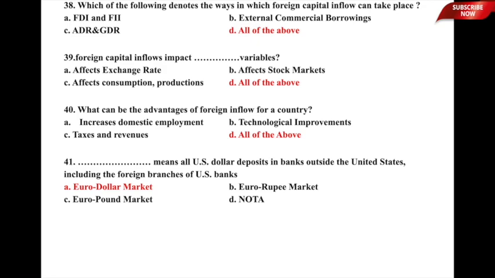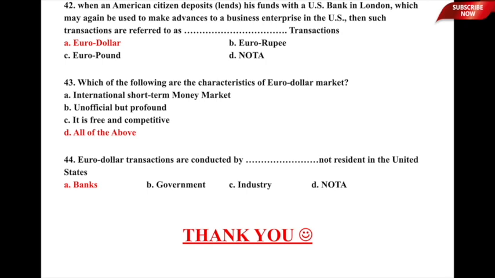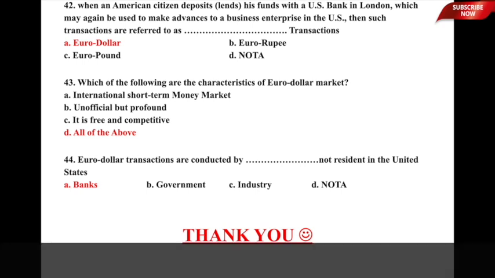Let us now move to the next question. The next question is in relation to the euro dollar market itself. The question is, when an American citizen deposits or lends his funds with a US bank in London, which may again be used to make advances to a business enterprise in the US, then such transactions are referred to as dash transactions. What is happening is, an American fellow deposits his funds with a US bank in London, which the US bank uses and creates an advance to pay to a business enterprise in the US.